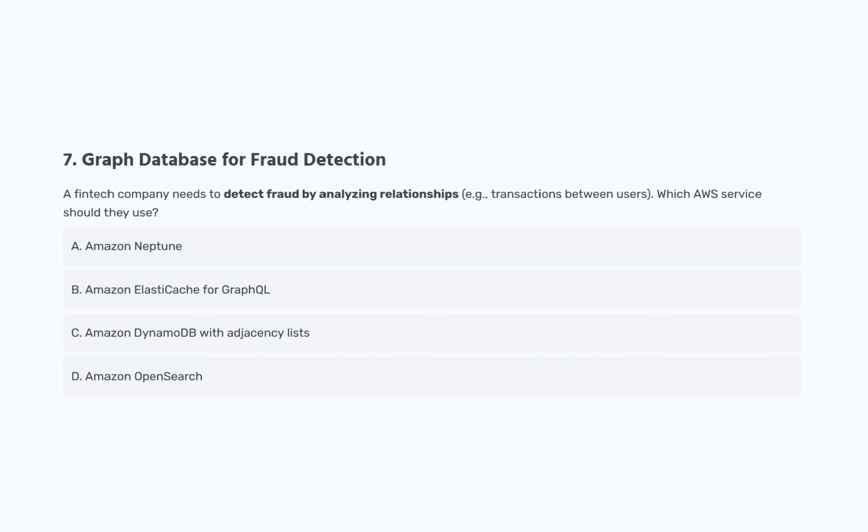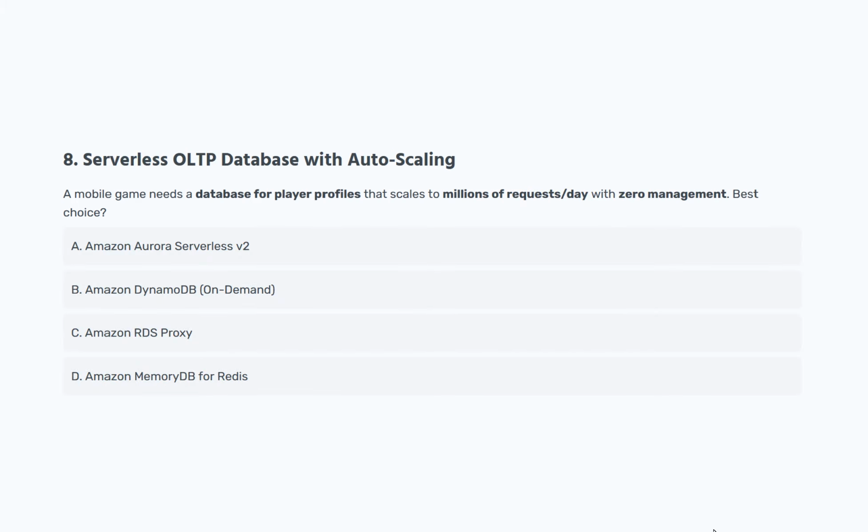Do we have another one or two easy questions? Okay, serverless OLTP database with auto scaling. What comes into your mind? A mobile game needs a database for player profiles that scales to millions of requests per day, with zero management. What comes to mind?